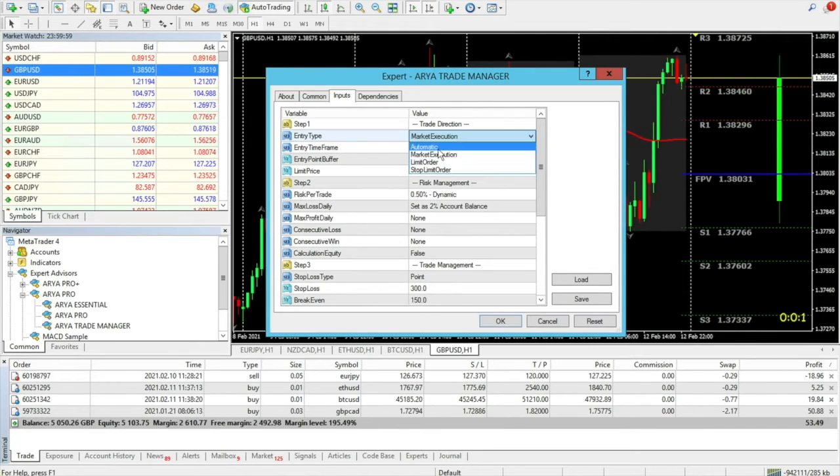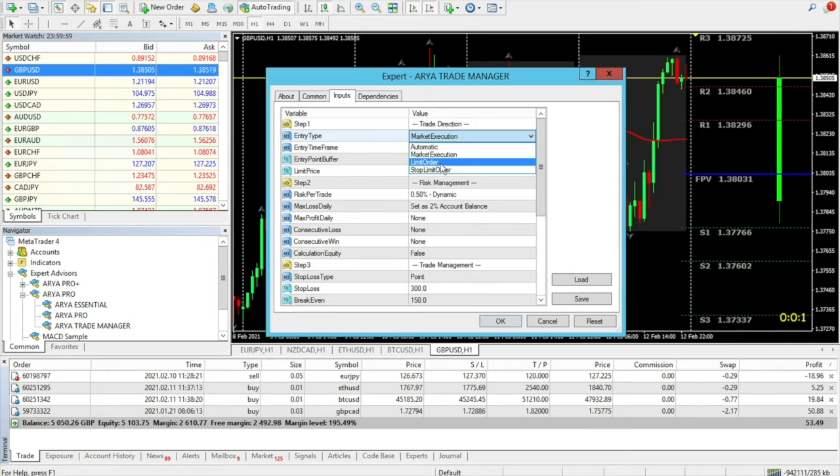You have a choice between automatic, market execution, limit order and a stop limit order. Choose automatic and Arya will place an order automatically following a fractal logic. Choose market execution and Arya will place an order as soon as you click on buy or sell. Select a limit order, and this is the price at which you would like Arya to enter into a position. You define the price in the limit price field.